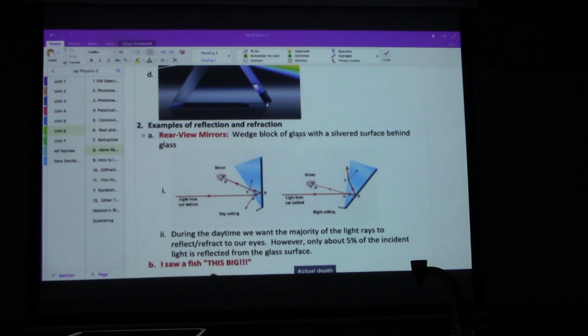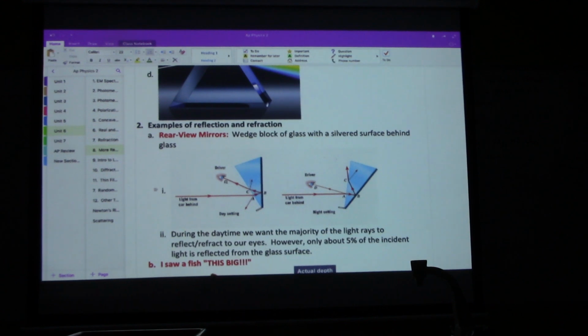The wedge of the glass block will then have a silvered surface that allows all the light that strikes it to reflect. So what happens during the daytime is we have light coming from the car behind us. Let's say, obviously, we don't have headlights on. We will have a partial reflection on this first interface here, and then we will have a partial refraction. Most of the light that enters into this glass block is going to refract. You're only going to have a small amount that actually is reflected on this. Then you have another reflection off of the mirrored surface, and then a second refraction off of this surface to go to your eye.